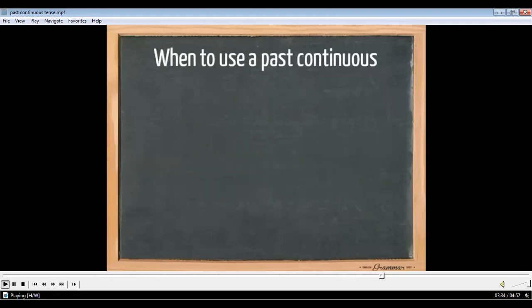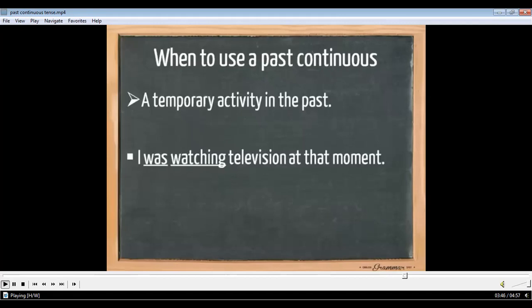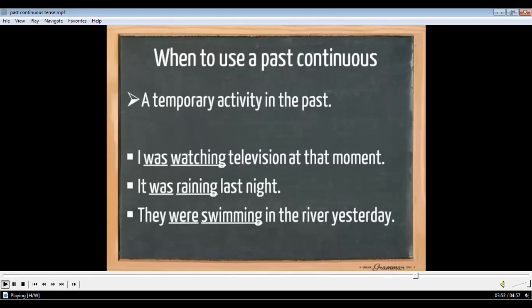Now let's have a look at when to use a past continuous. First, we use the past continuous for a temporary activity in the past. It started in the past and it was finished in the past. I was watching television at that moment. It was raining last night. They were swimming in the river yesterday. We want to emphasize that it was lasting for some time.